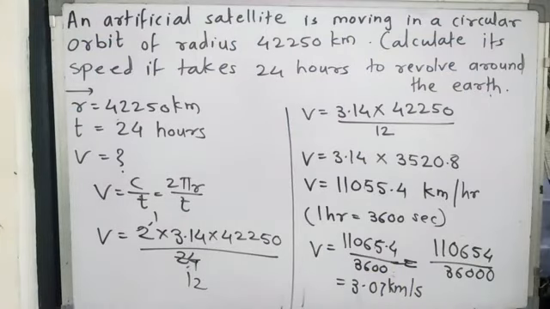Here we have second numerical on that circular motion. An artificial satellite is moving in a circular orbit of radius 42,250 km. Calculate its speed if it takes 24 hours to revolve around the earth. So it is from the NCERT book. Here we have artificial satellite moving around the earth, means in a circular orbit. So radius is given 42,250 km. That is the radius of the earth plus the distance of the object from the earth.